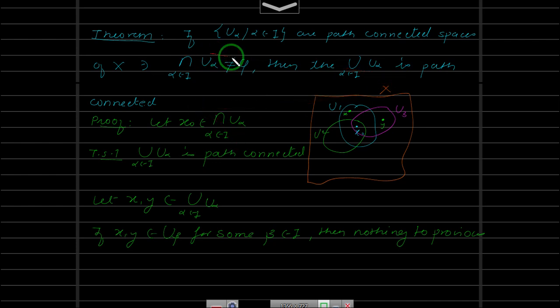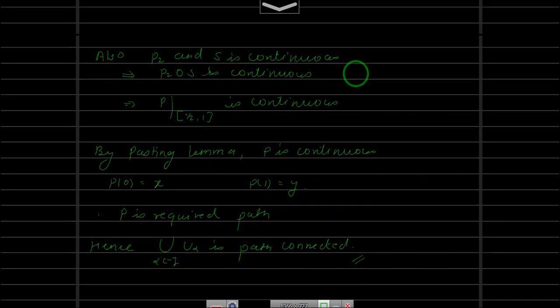In the proof, since u1 and u3 are path connected, we have a path from this point to x0, and again we have a path from x0 to y. Then we combined both and we proved that the union is path connected. So let's move ahead and prove that the product of two path connected spaces is also path connected.